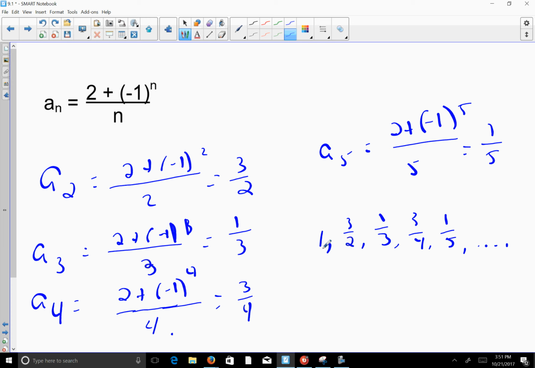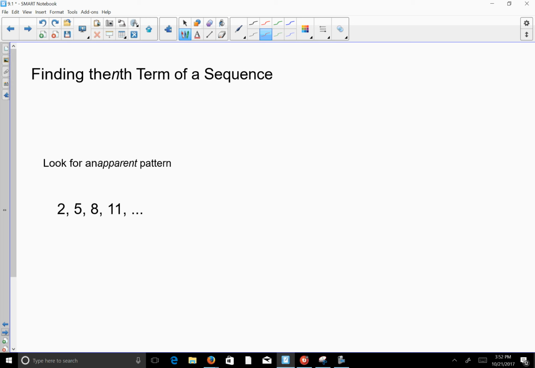So for example, if I wanted you to find the sixth term without having to actually substitute in that formula, I'm going to continue this pattern, and the next numerator would be 3, and then over 6, and then that would probably be simplified to 1/2. So you can continue those by recognizing a pattern. So, finding the nth term of a sequence.